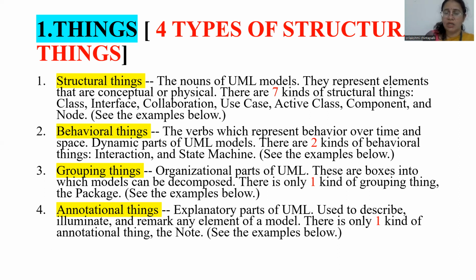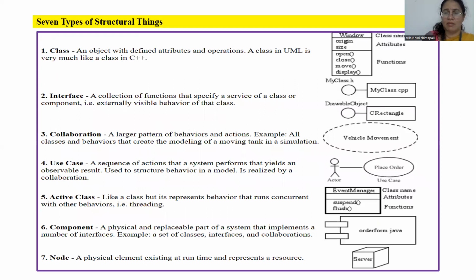Then we have annotational thing, which is used for adding more information to explain something, to give a hint what an element or an object is. So it is called the explanatory part of the UML modeling language, and it is used to remark. For example, if you want to add more information and you cannot do it, then obviously you will be using annotational thing, and we represent the explanation in terms of a note. So these are the seven elements.